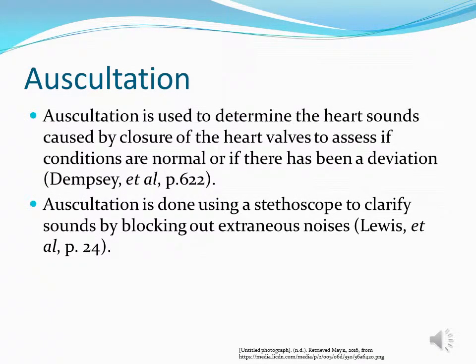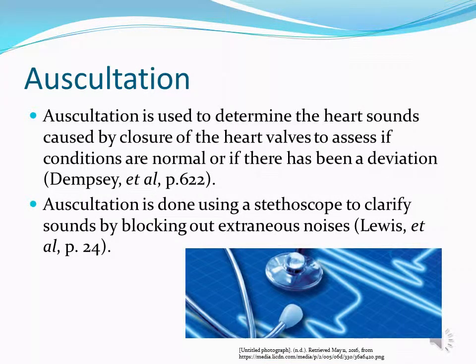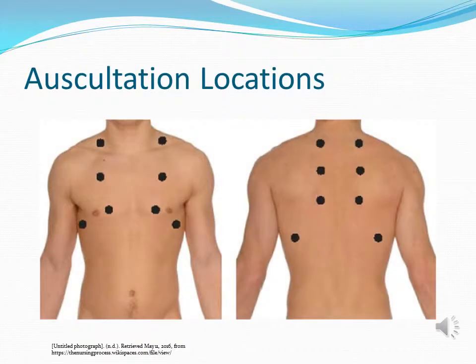Auscultation. Auscultation is used to determine the heart sounds caused by closure of the heart valves to assess if conditions are normal or if there has been a deviation. Auscultation is done using a stethoscope to clarify sounds by blocking out extraneous noises. Auscultation locations on the body.